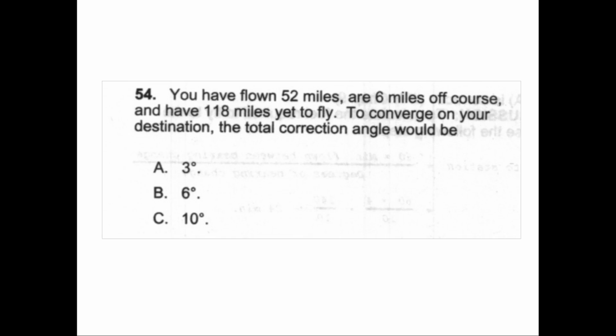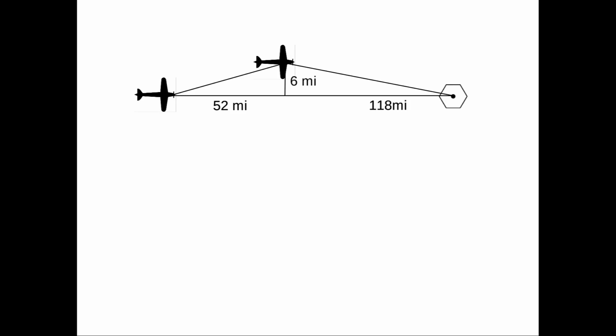So you don't know what your winds aloft are, but you know that they've blown you 6 miles off course, and you have to figure out what wind correction angle you need to use to get back to the destination that you were originally trying to get to. So let's draw this out. You're flying along, you've flown 52 miles. During that 52 miles, the unknown winds aloft have blown you 6 miles to the left of course, and you've got 118 miles still to go.